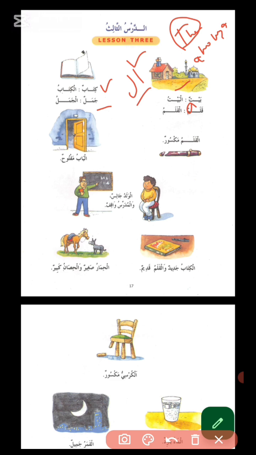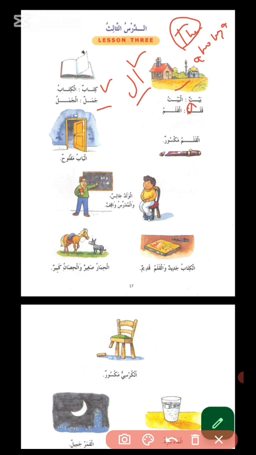Al-qalamu maksurun. Here it is a complete sentence. So al-qalamu, the pen. Maksurun means broken. Al-qalamu maksurun, the pen is broken. And is over here is understood, as we have learned in our previous lesson that helping verbs are understood in Arabic. There is no equivalent for the English is or are in Arabic.